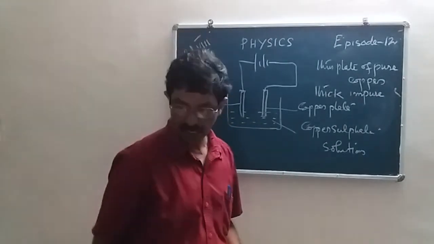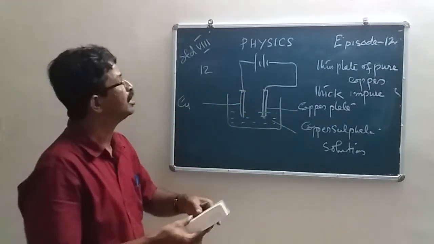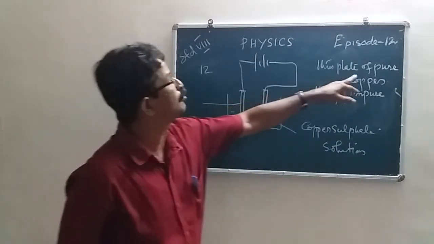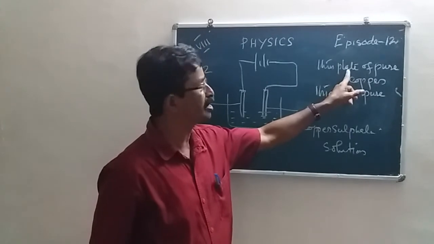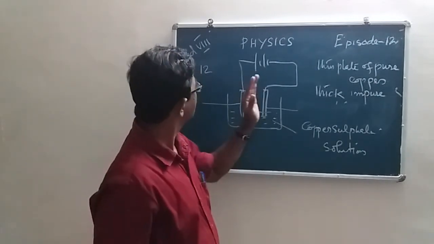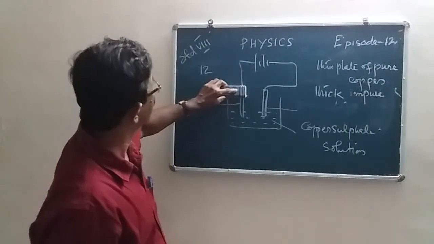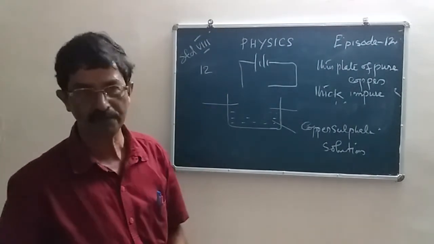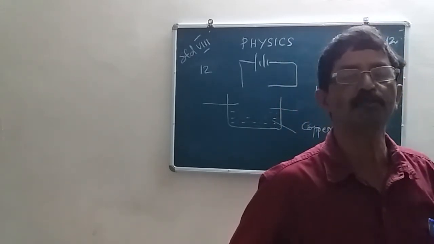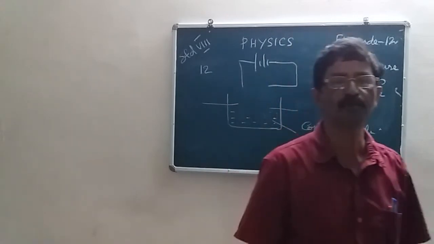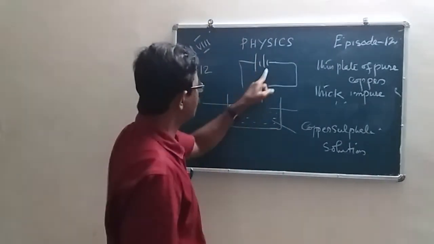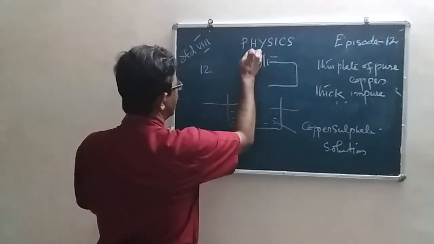That means here we are using two electrodes. In the activity we used copper plates for both, but here one is a thin plate of pure copper, on which we want pure copper deposited, and another is thick impure copper. Among these, which electrode do we use as positive and which as negative? The electrode in which we want pure metal deposited, that we should take as negative. So this one is the negative, this is positive.